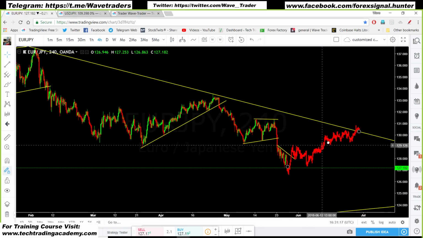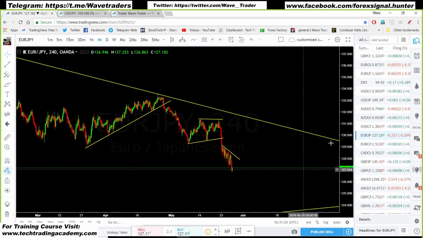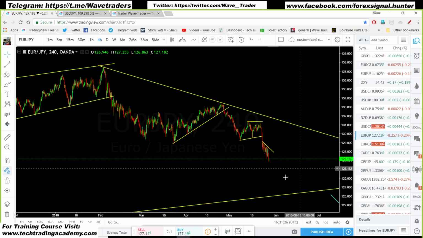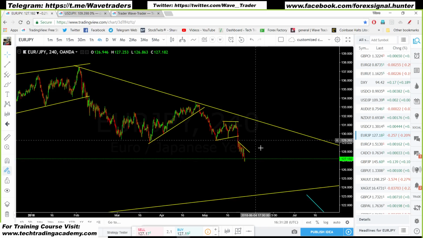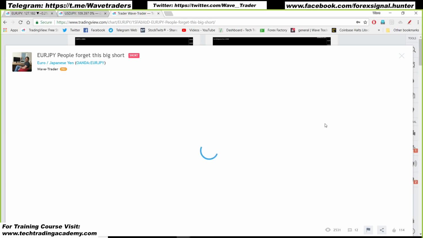Make sure you trade carefully because the buy is going to be against the trend. When we see a bigger correction, then we're going to start to sell the euro yen again, for longer term to the downside. You guys know what the bigger wave is, the way we were looking for.